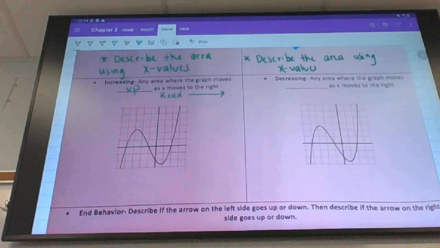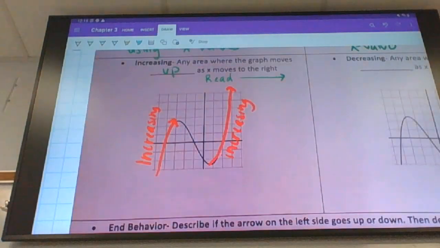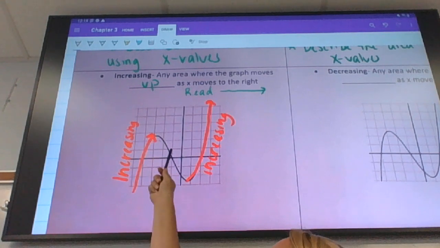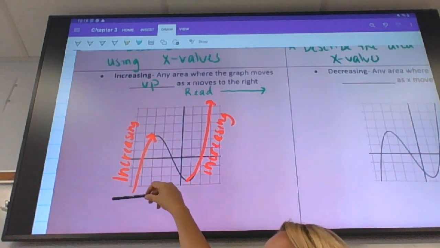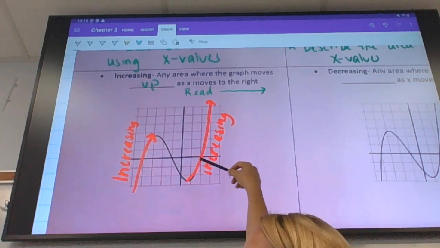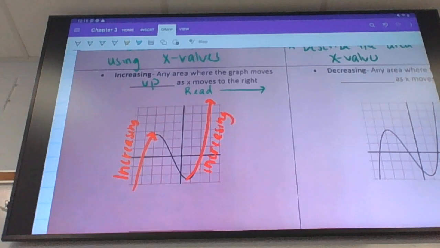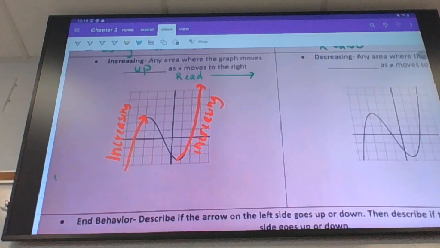All right, so I'm going to show this in red again. This is increasing. And then right here it's increasing. It's increasing all over the place except for this one little downhill slide. Right here it's decreasing. So we would describe it like a roller coaster. It's going uphill, decreases downhill, and then it goes back uphill again. Increasing and decreasing. So again, I'm going to describe using x values.